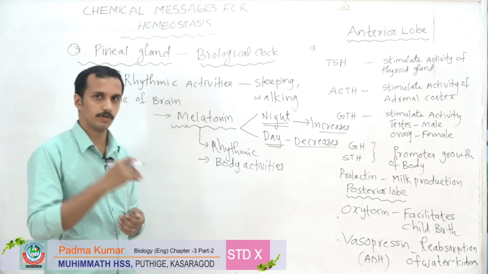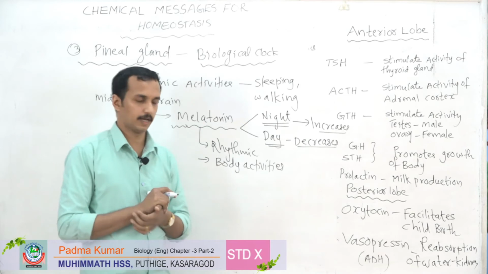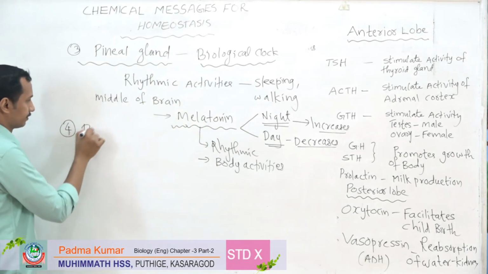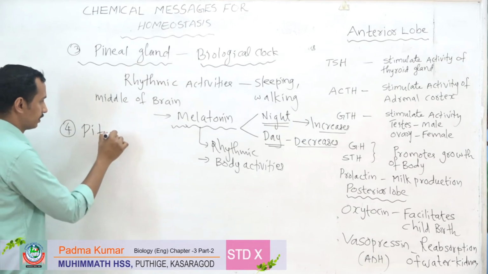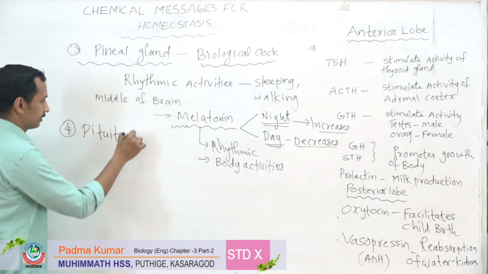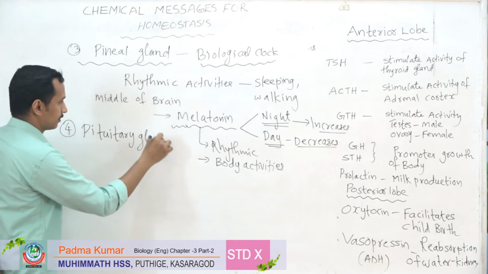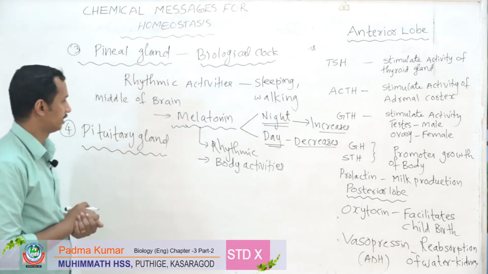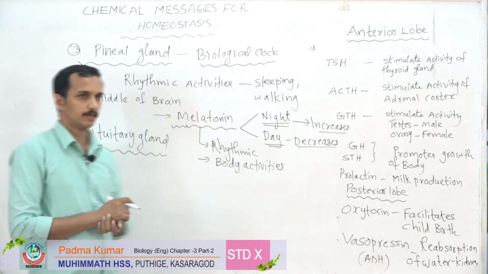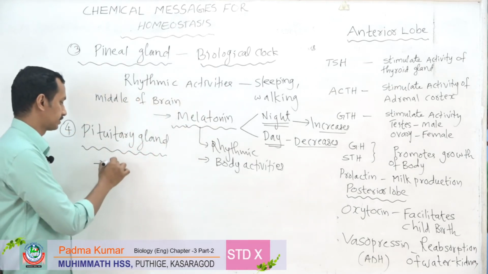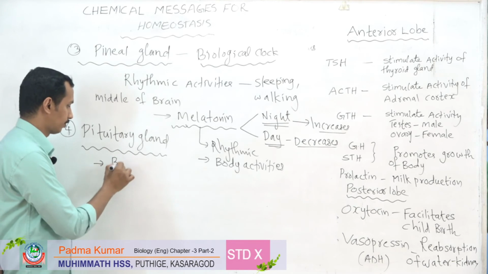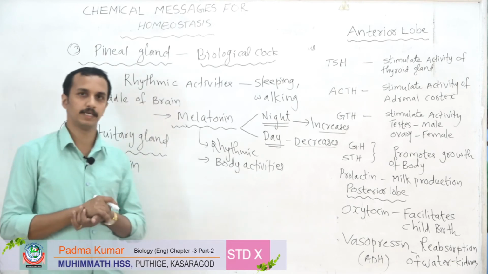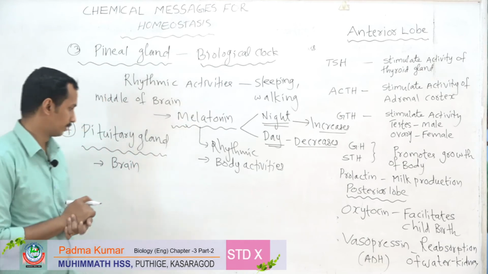Next, we are going to discuss an important endocrine gland. It is called pituitary gland. Our today's topic, that is fourth gland, is known as a pituitary gland. Where is it present? It is present in the center of brain. Pituitary gland is also present in the center of brain.